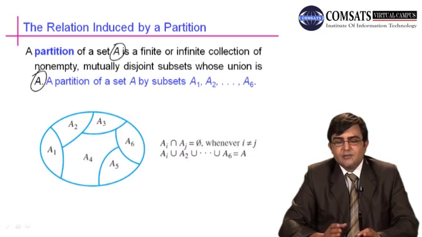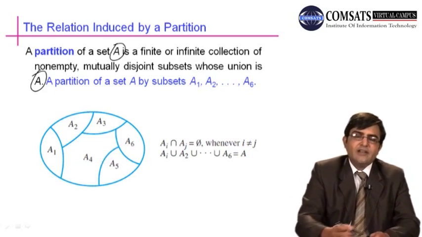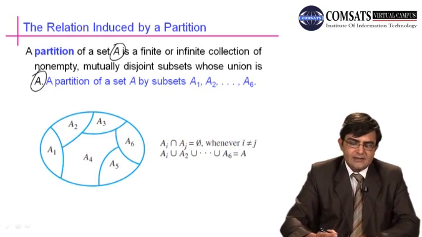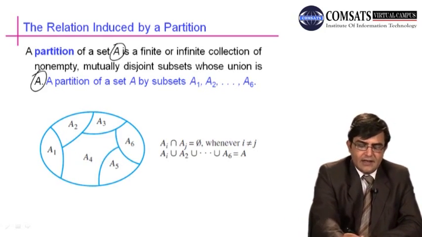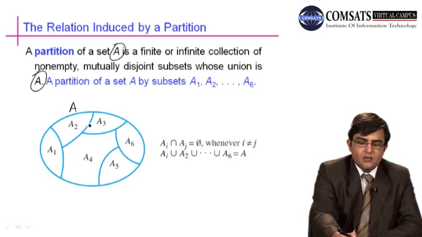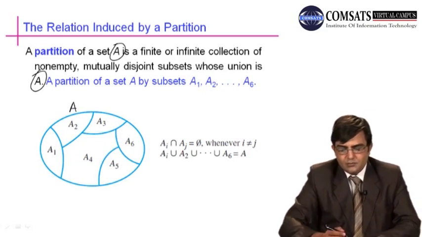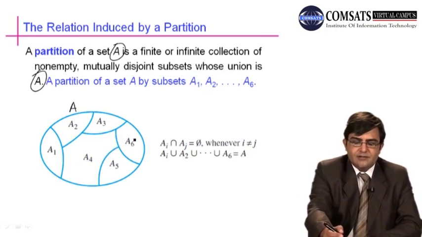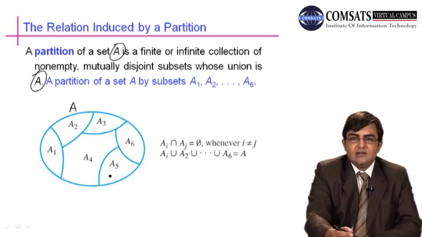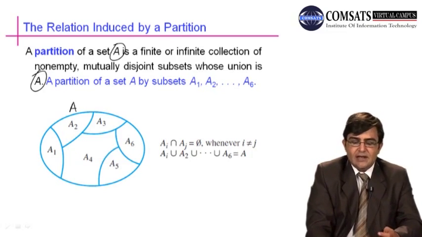And another property of the partition is that if we take the union of all those subsets, we should get the original set A. So this is basically called the partition of a set. Graphically we can represent it as, if this is the whole set A, we divide it into some portions A1, 2, 3, 4, 5, 6. We take the 6 subsets of the set A.